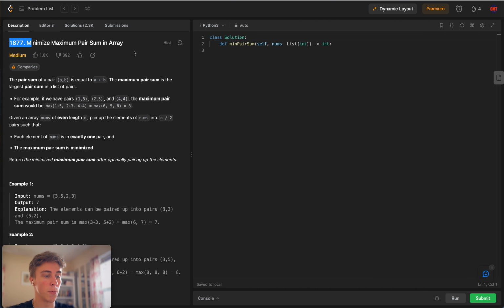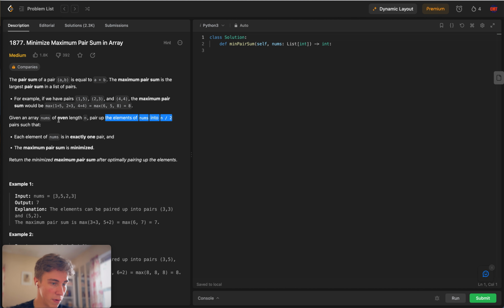For example, if we have pairs (1, 5), (2, 3), (4, 4), the maximum pair sum would be the max of those three pairs. And the max of those three would be 8. Why? Well, because 4 plus 4 is 8, 2 plus 3 is 5, and 1 plus 5 is 6, the largest one of them being 8. Very clear. So essentially, we are finding the maximum pair sum from a list of pairs.